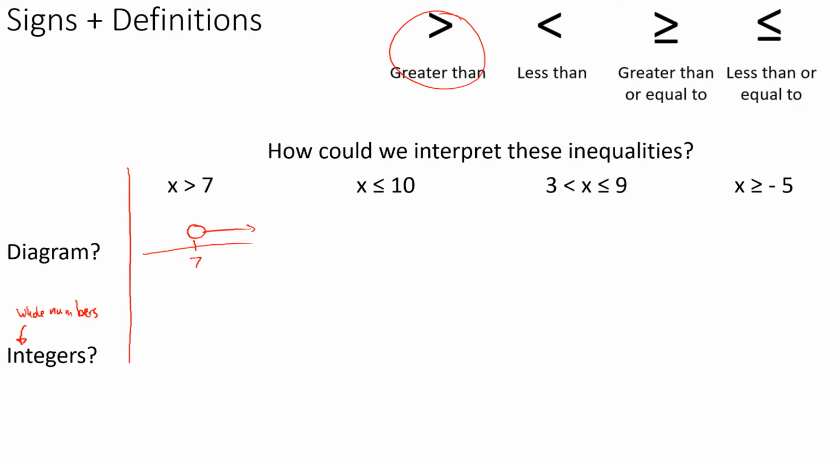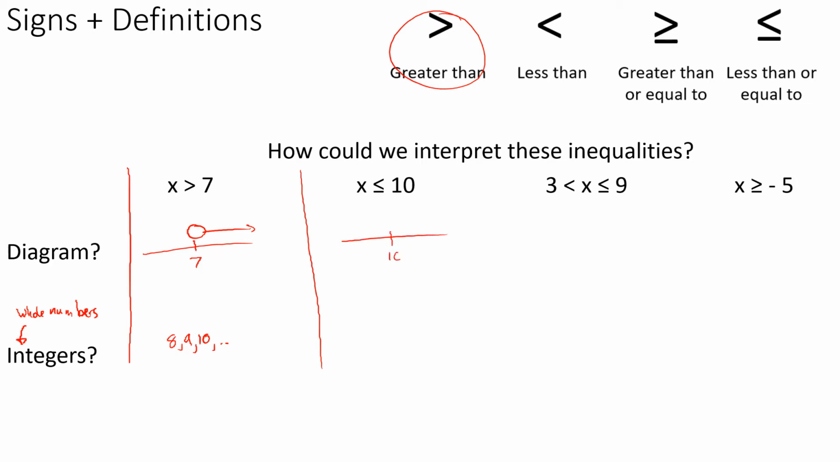Okay? What integers does that represent? Which whole numbers does this represent? Well, it represents everything which is bigger than 7. So starting with 8, all the way to 9, to 10, etc., and so on forever. What about the second one? x is less than or equal to 10.